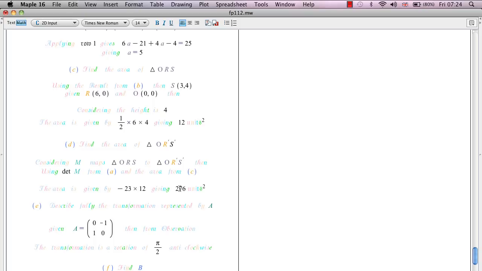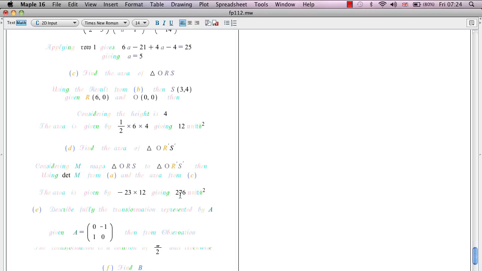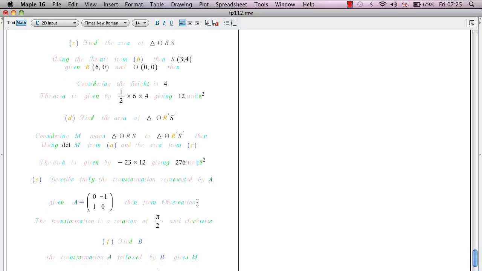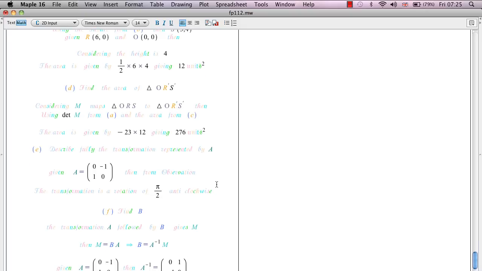So for part D, considering ORS is mapped to OR dash S dash by M, we can use the determinant of M with our area to give 276. So for the final, for part E, the transformation A, from observation we see it's a rotation of pi over 2 anti-clockwise.